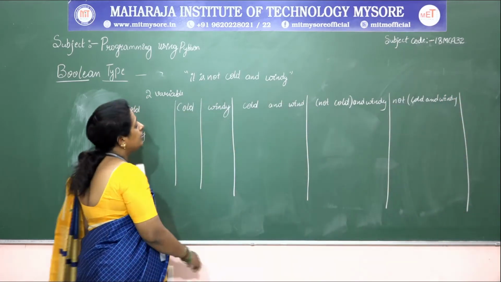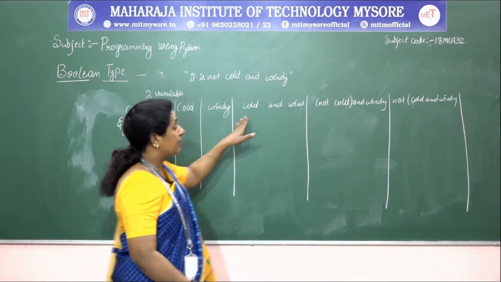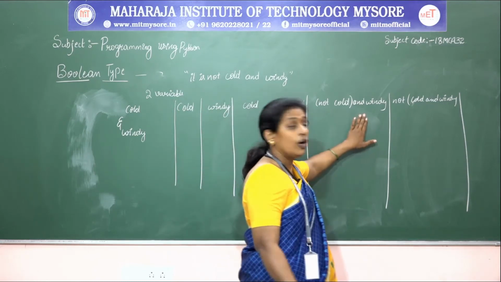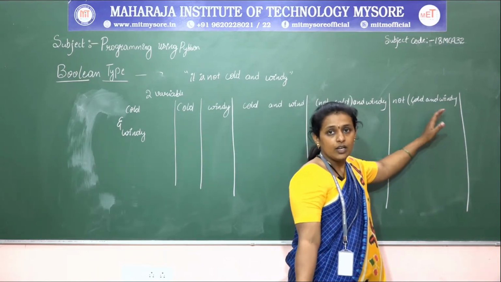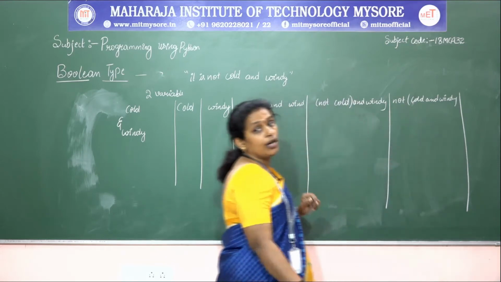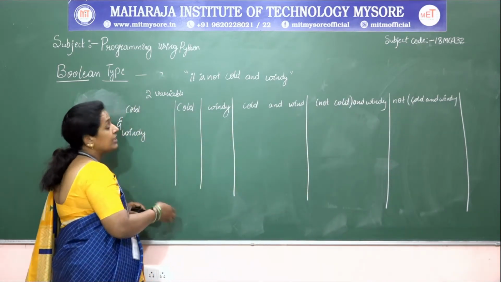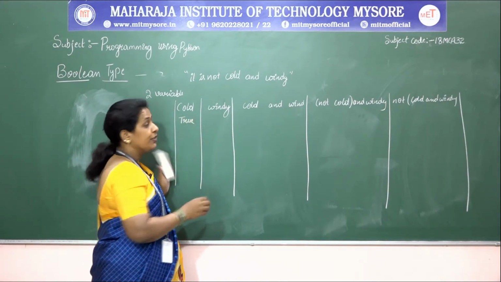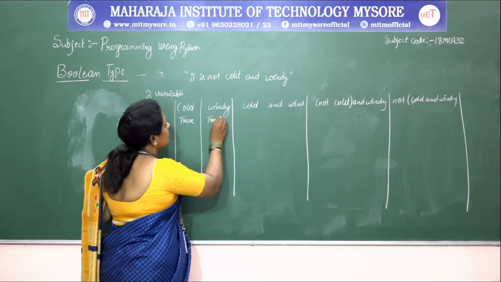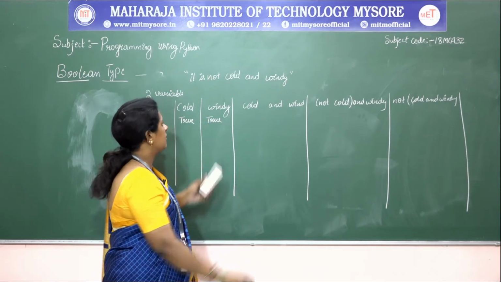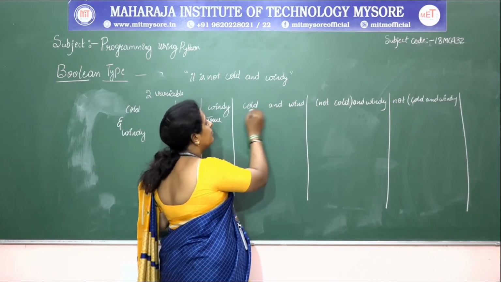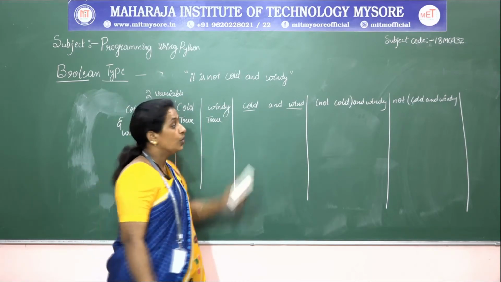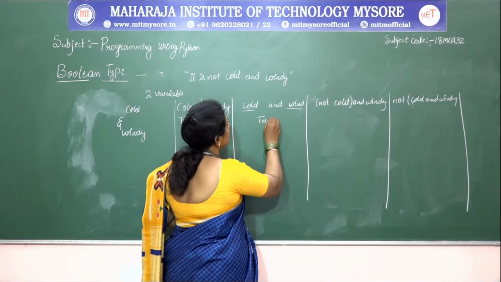So these are the things we can come across. Either there can be cold and wind, or cold and no wind, or no cold and no wind, so that we can apply the Boolean operator. Let us consider both. There may be a cold, so if there is a cold, we take the value true, and there is a wind also. So when cold and wind both have the value true, we will get the output as true.